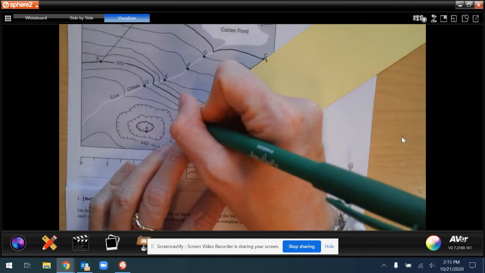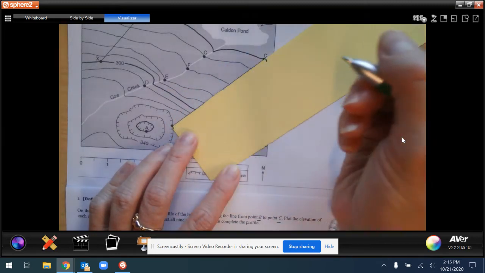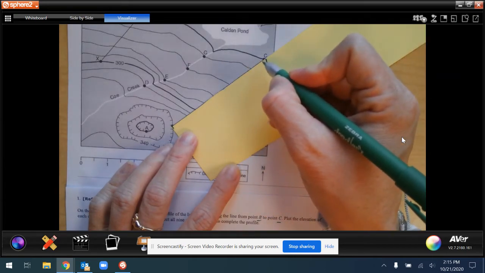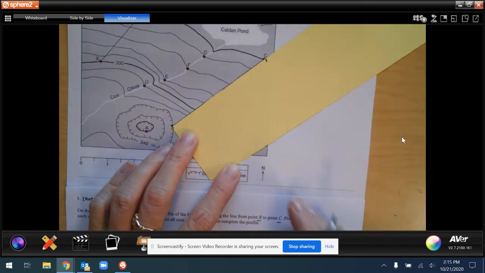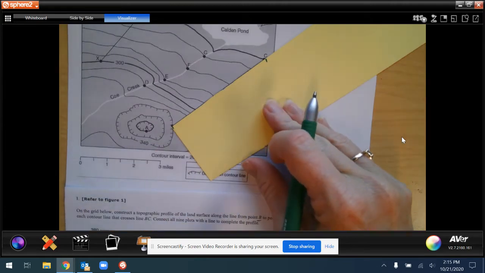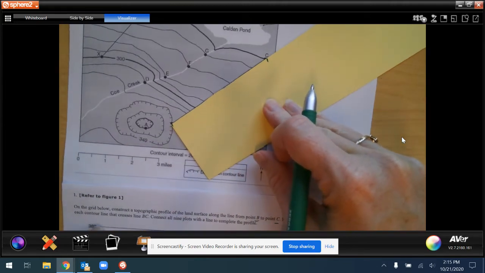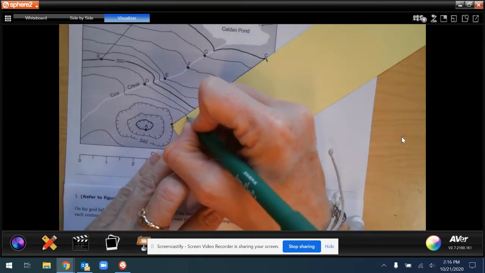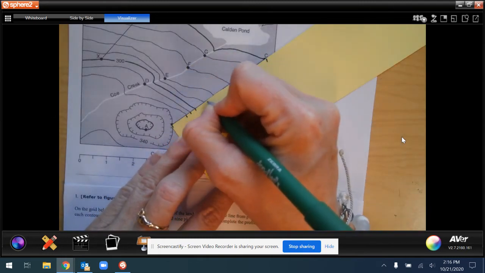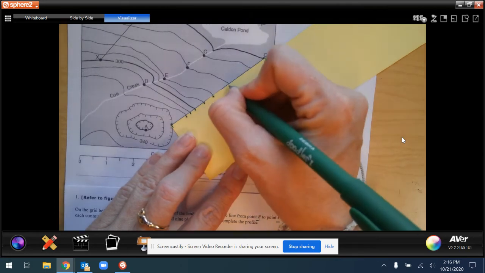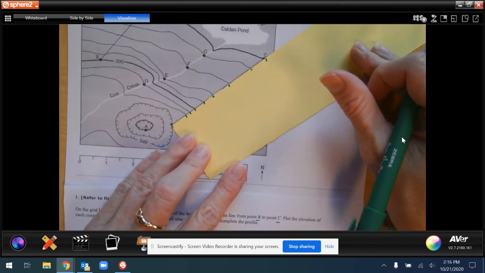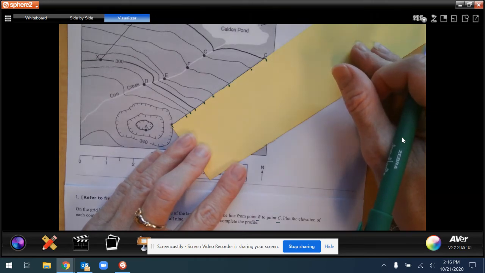Then I am going to mark along the edge of my magic paper where my paper is intersected by every contour line, because that's what the instructions say. It does say each contour line that crosses line BC. So I'm going to make a mark every time a contour line intersects my paper. So that's part of our procedure.